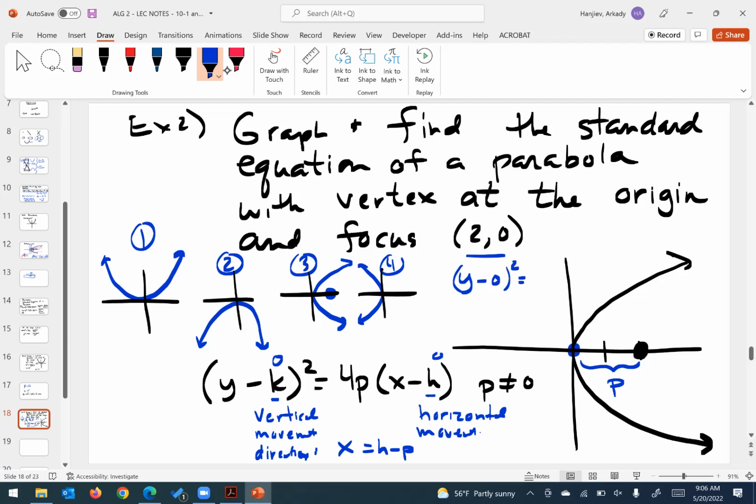So we use two formulas this time for the directrix. We use y equals k minus p and x equals h minus p. Can I just assume that the x one is flowing sideways and the y one is flowing upright?